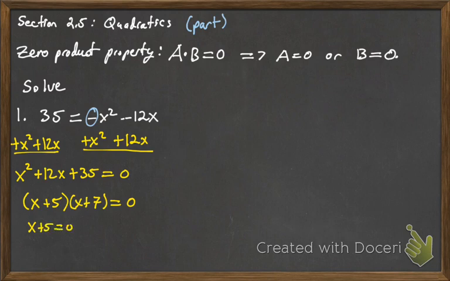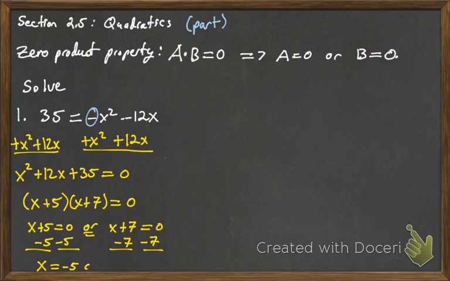So x plus 5 is equal to 0 or x plus 7 is equal to 0. And we'll solve them very similarly. Subtract 5, x is equal to negative 5. And subtract 7, x is equal to negative 7. So those are our two solutions for our quadratic equation.